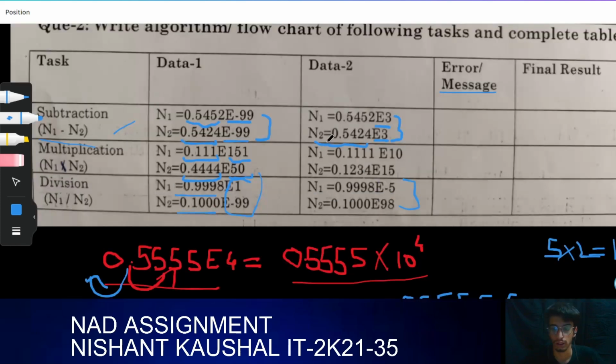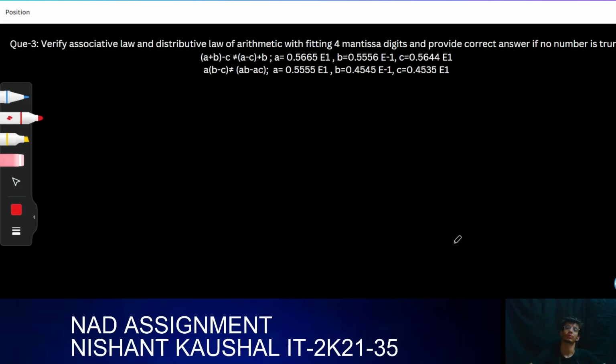So this was the second question of our first internal test. Now we will proceed to our third question. Let us proceed with question number 3.